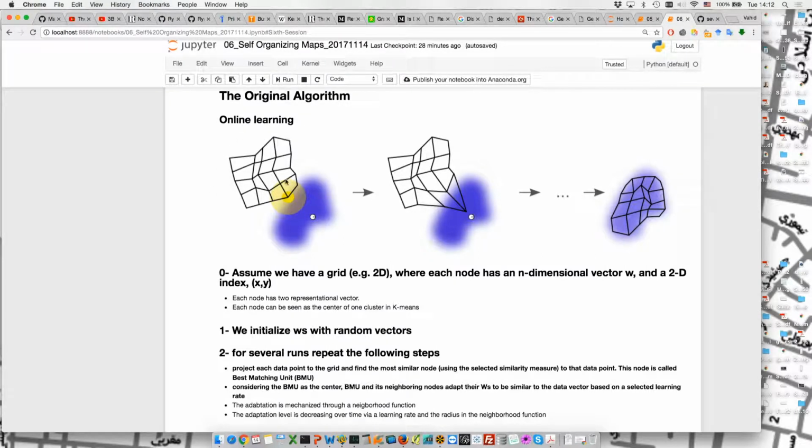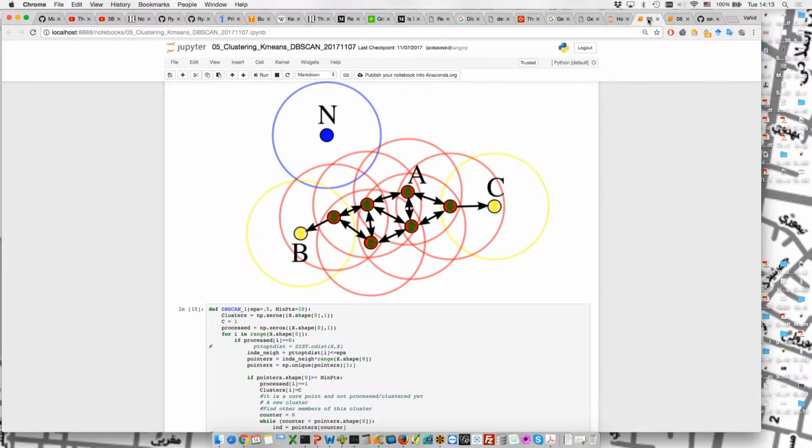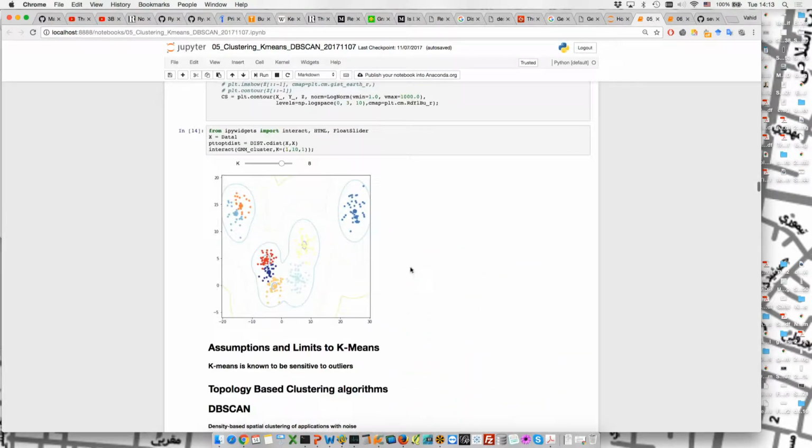So in principle, we have a grid, and this visualization, you should not think about it that the data is two dimensions. This is just, each point could be an n-dimensional vector. And in each point of this grid, you have a location in this topology, which is like an x and y. And then you have again an n-dimensional vector. So they try to mimic themselves to this space.